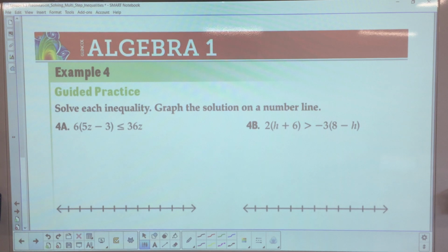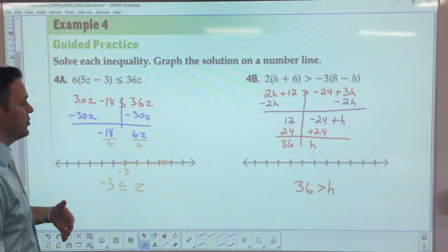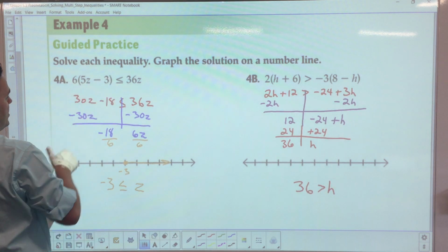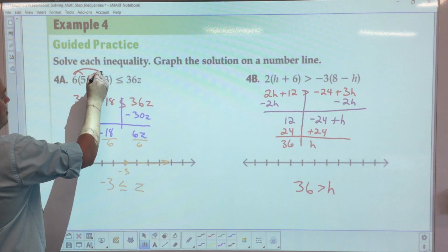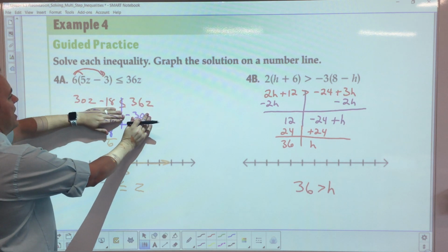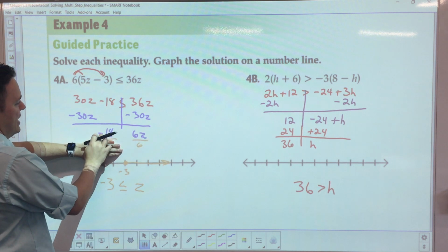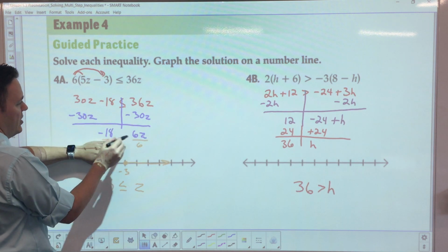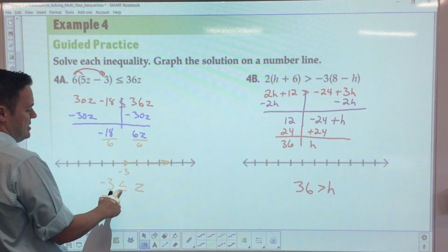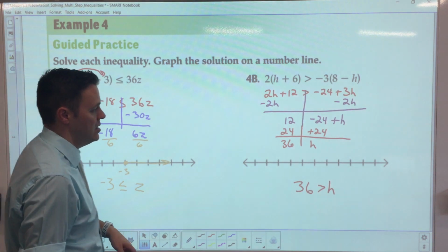Okay, on this one real quick, make sure you guys have the math. I already have it up here. I wanted to go through, otherwise this would be like a 30-minute video. So distribute, okay, here to here, 30z, 18, 36. Next step would be to subtract 30 from both sides. If you do that, you'll get -18. That drops down. This is 0. That cancels out. 6z. Divide by 6. You get z, or -3 is less than or equal to z.